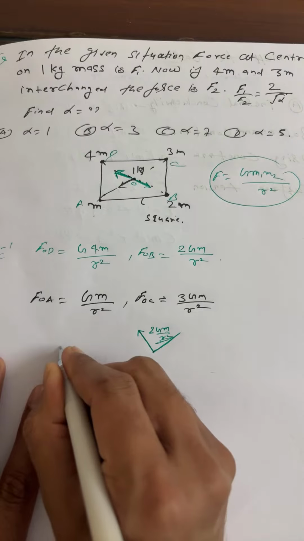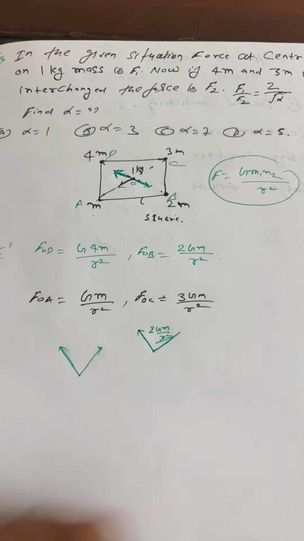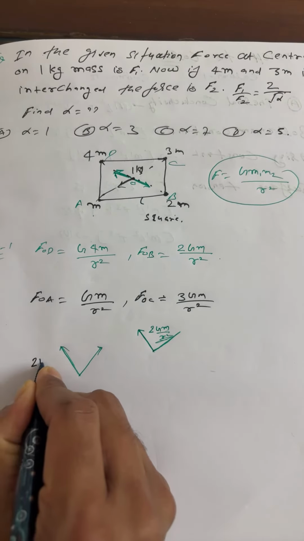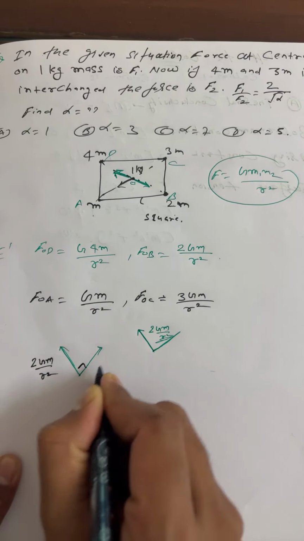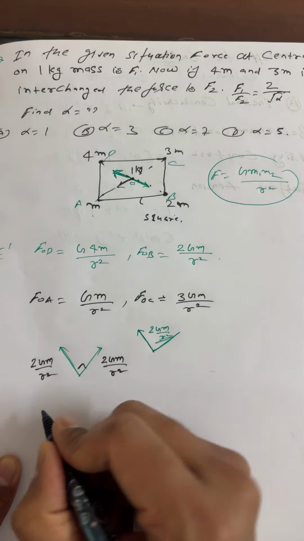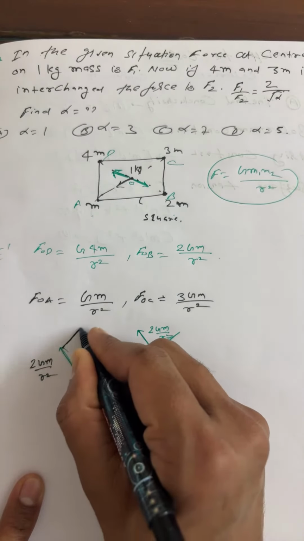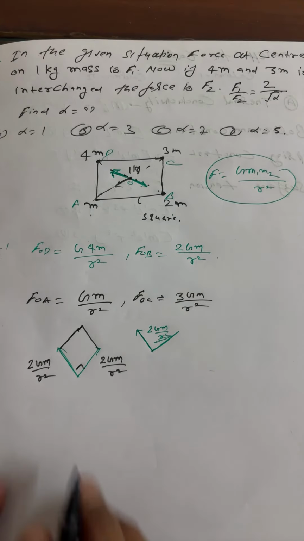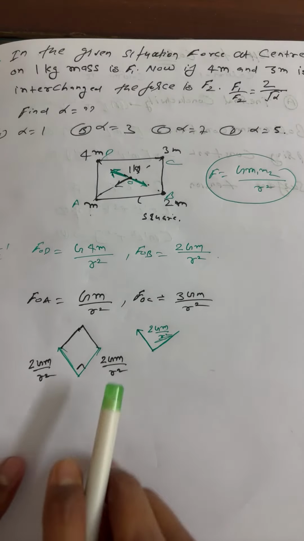In fact, these two are at 90 degrees here. Right, beta? So both remain the same: 2 G M by R square and 2 G M by R square. Now students, both are at 90 degrees. I hope all of you remember how to add two vector quantities. The angle is 90 degrees, right? Then we can apply the formula.